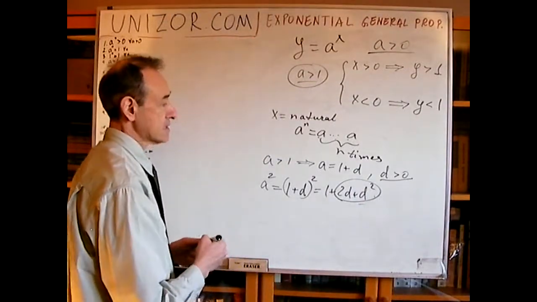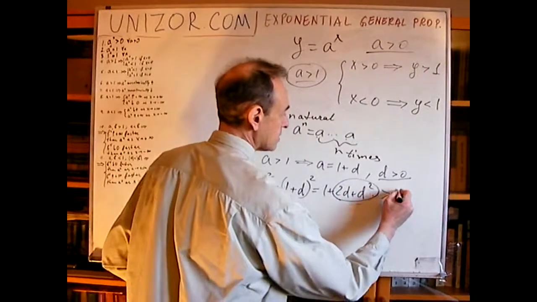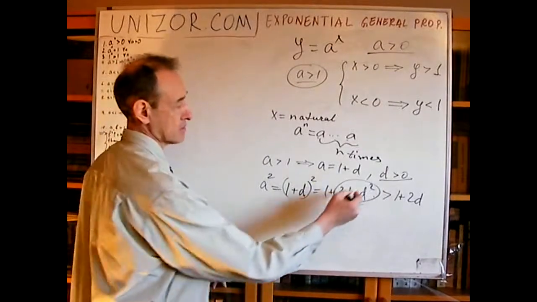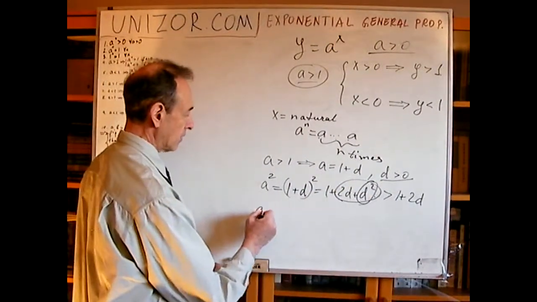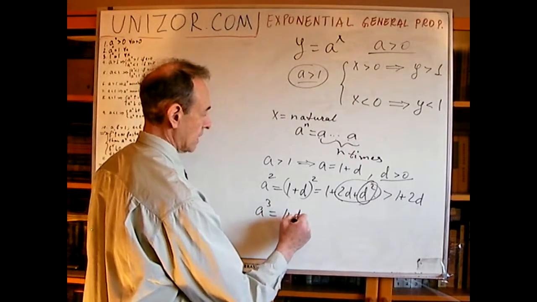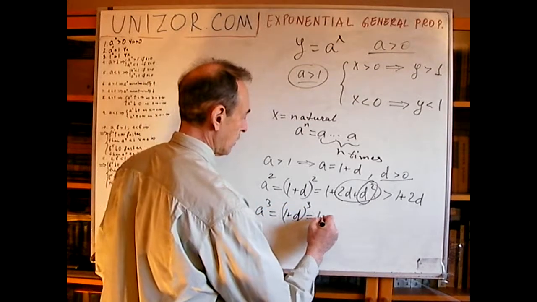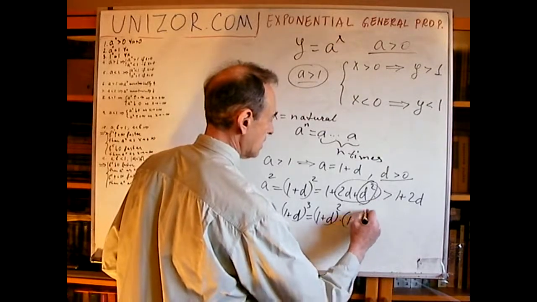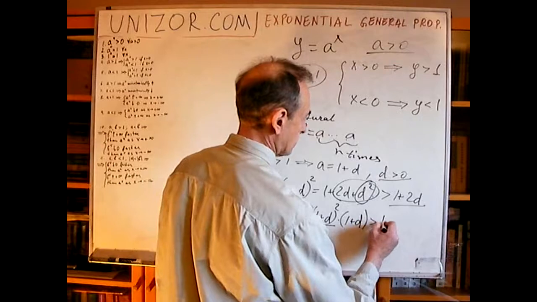Well, the easiest way probably would be something like this. This is greater than 1 plus 2d, right? Because there is one extra member here. So, now let's go to a to the third degree. We will have 1 plus d to the third degree, which is equal to 1 plus d to the second degree times 1 plus d, which is greater than, I replace this with this.